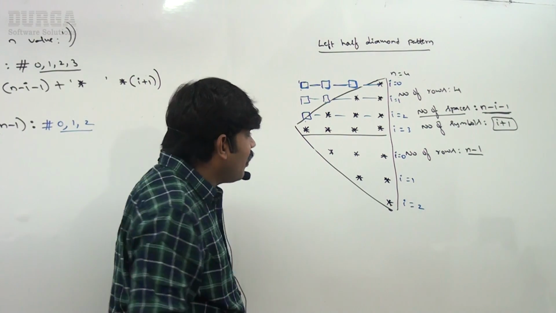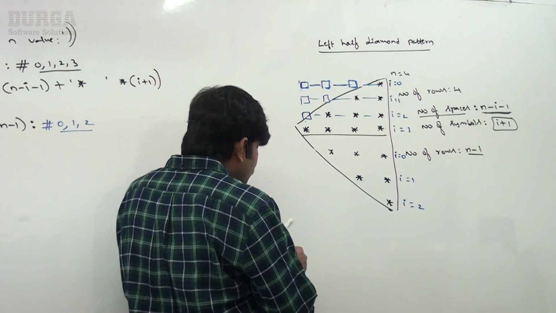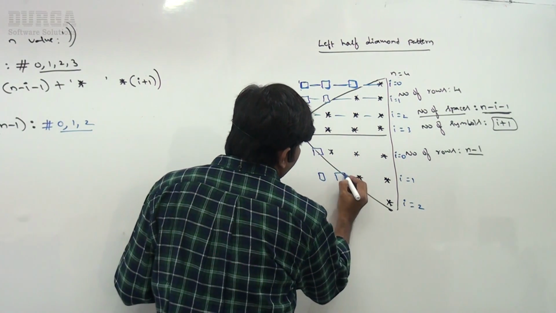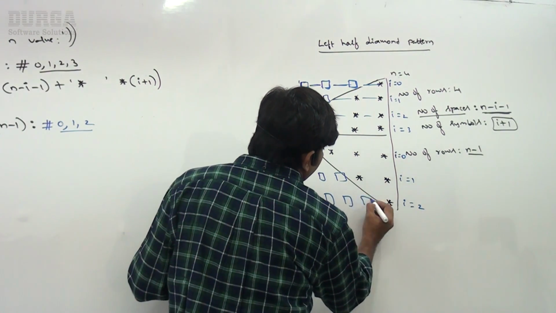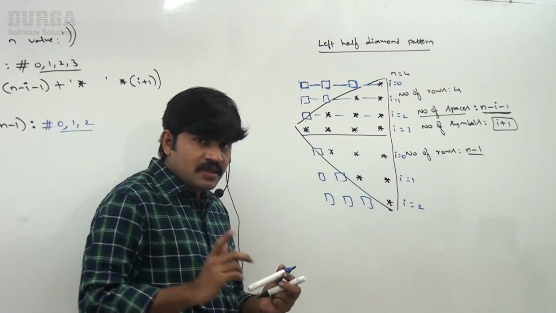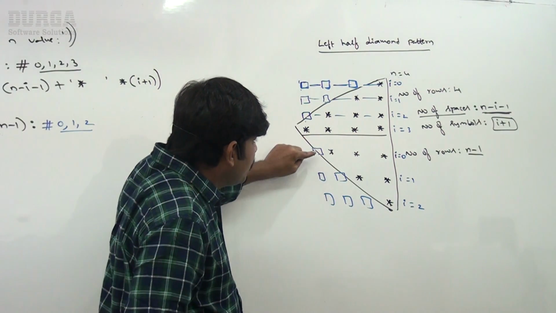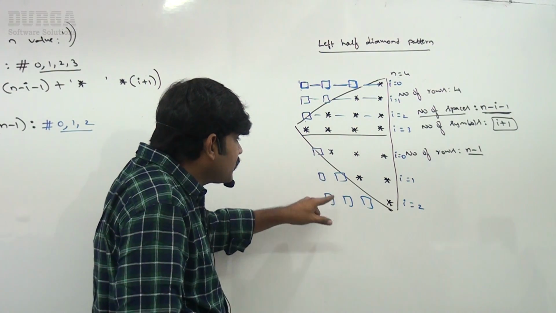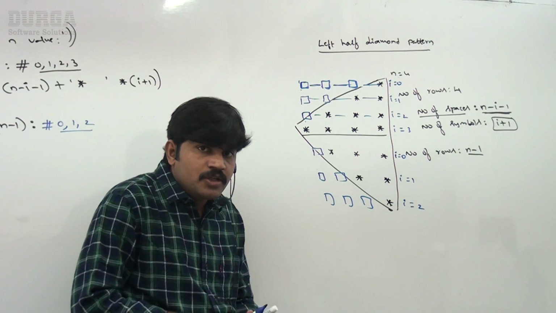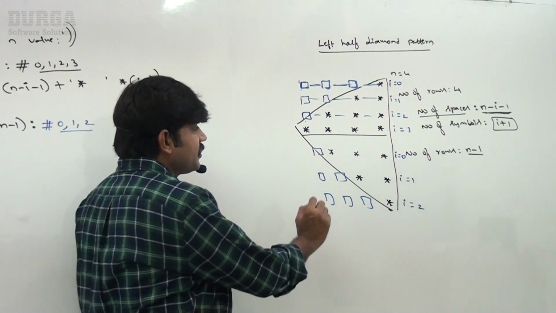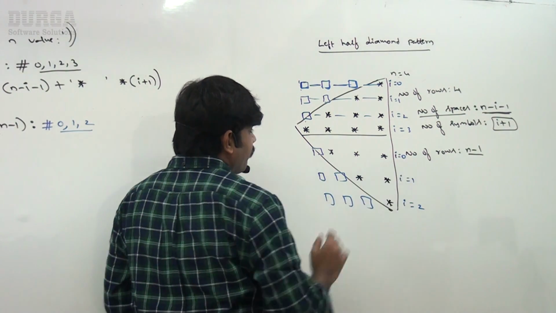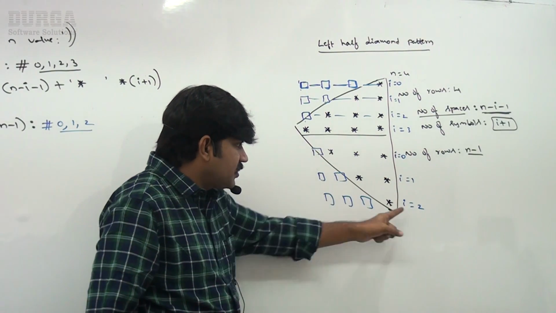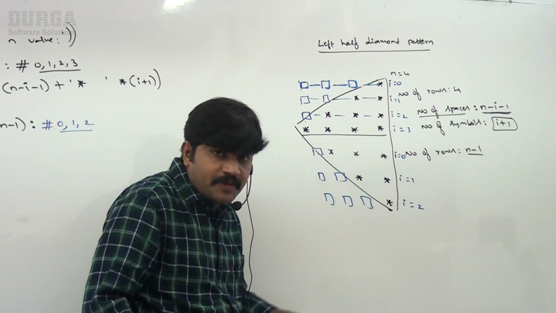In the second half, if you observe, there are some spaces followed by stars. Sir, how many spaces are there? In the first row 1 space, second row 2 spaces, third row 3 spaces. So the number of spaces is i plus 1. If i is equal to 0, 1 space is there. i is equal to 1, 2 spaces. i is equal to 2, 3 spaces.